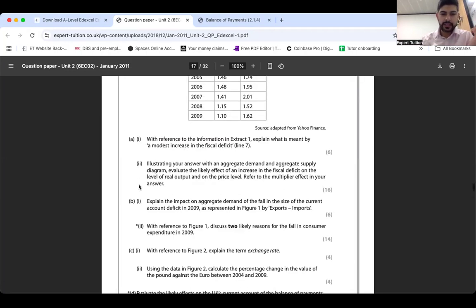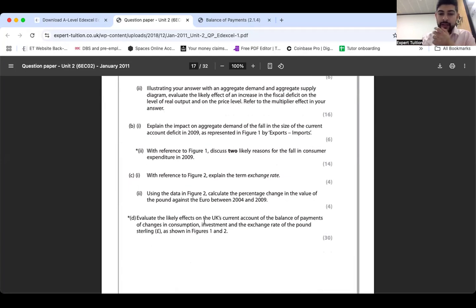Here we are. The question says this. Evaluate the likely effects on the UK's current account on the balance of payments of changes in consumption, investment, and the exchange rate of the pound as shown in figures 1 and 2.